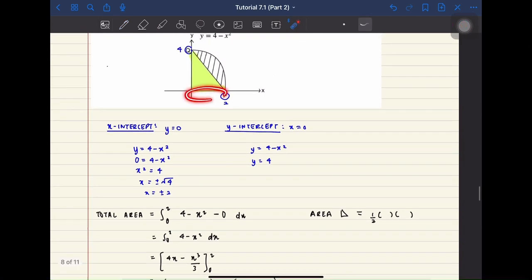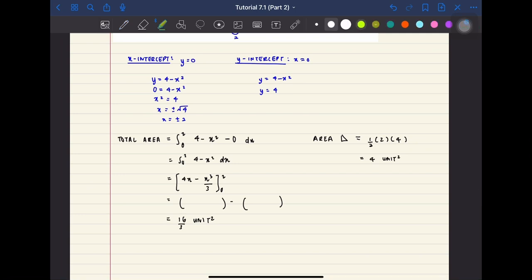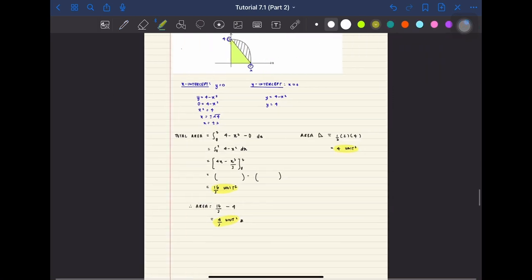So lebar dia adalah 2, tinggi dia adalah 4. So 2, 4. So we get 4 unit square. So this is area of the triangle. Okay, so dah dapat total area, dah dapat area triangle. So sekarang area yang kita nak, the shaded region is equal to 16 over 3 total area minus the triangle. So you're gonna get 4 over 3 unit square. Okay, that's the final answer for this one. Okay, settle question number 9.